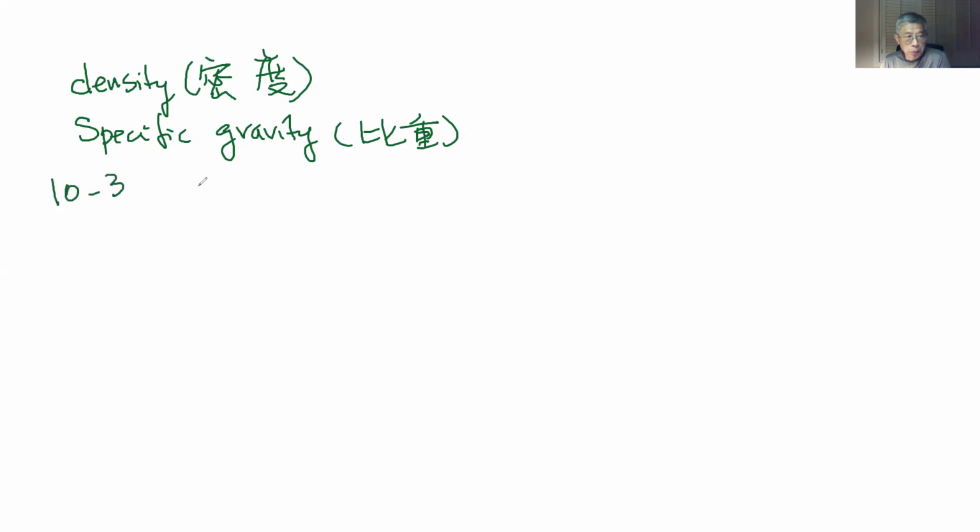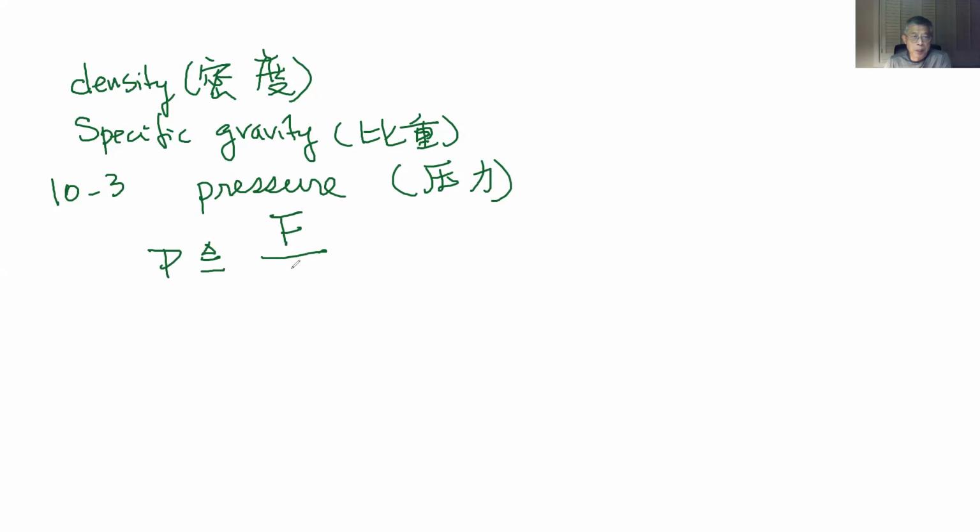Okay, so 10-3, we're going to talk about pressure. Yeah, pressure 叫做压力, right? So pressure, it's defined as force, right, divided by area, right? So if you look at one object and it looks like that, okay? So it has an area A down here, okay? And this is the ground. So you want to calculate the pressure between these two surfaces.